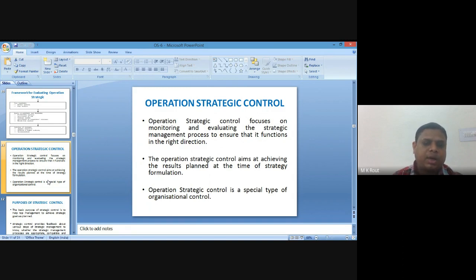The second point is that operation strategy control aims at achieving the results planned at the time of strategy formulation. Whenever you go for operation strategy control, it basically provides the right direction and helps get the appropriate result for the plan made at the time of strategy formulation. Next, operation strategy control is a special type of organizational control, so it should be implemented in every part of the organization, from one department to another, whenever you formulate the strategy.